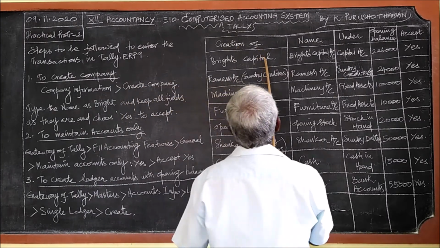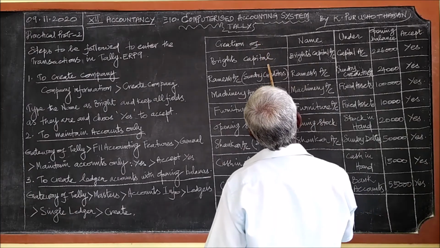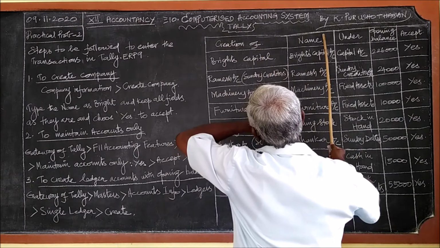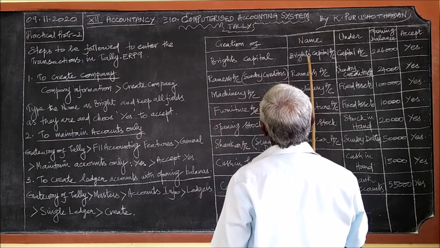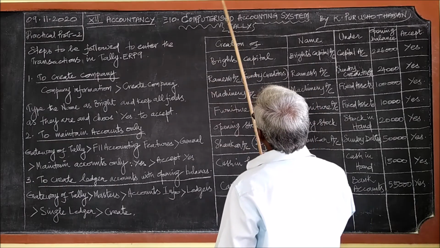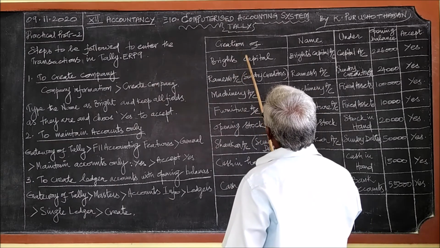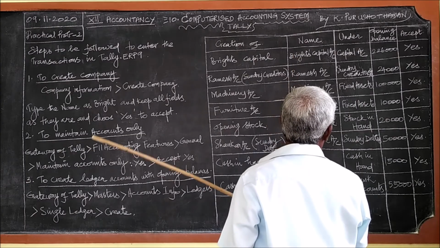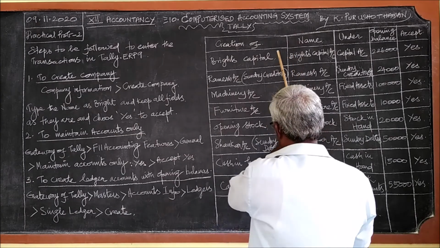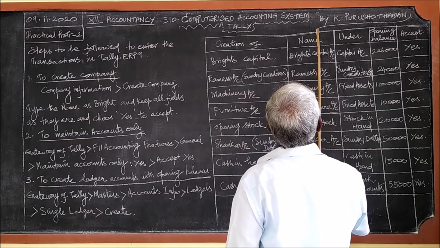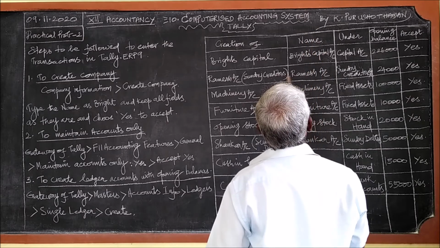Okay, we start from the first one. This is creation of Bright's capital. What is the name given? This is Bright's capital, because this is the balance sheet of Bright, therefore we are using the name Bright's. Therefore, the name of the account is Bright's capital account.